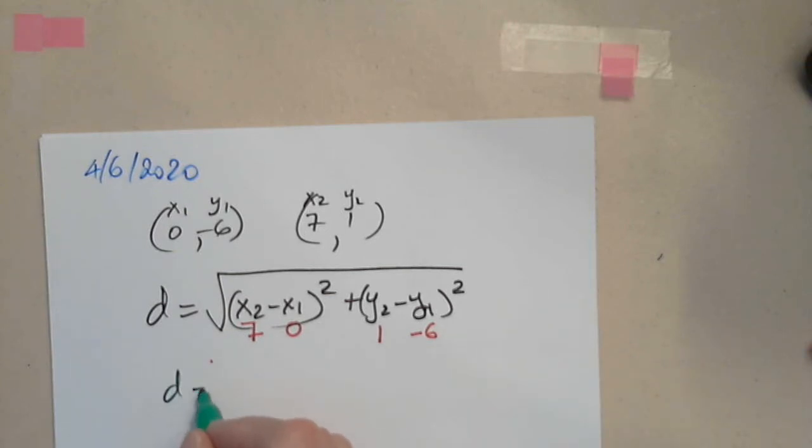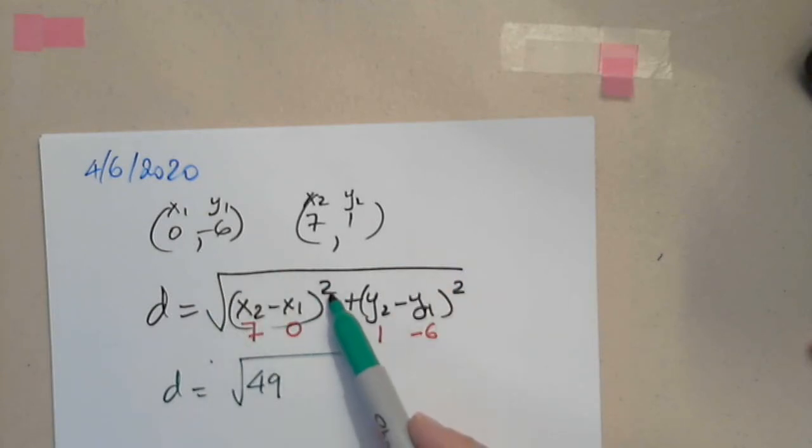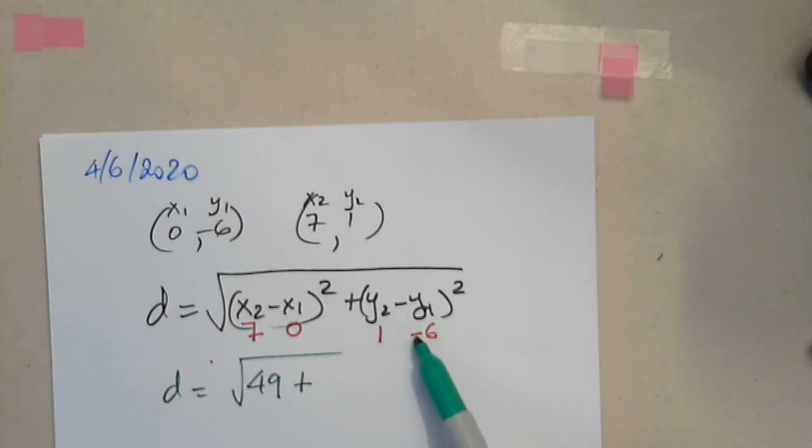So next step, here I see what's happening. I will write d equals the square root. 7 minus 0 is 7, and 7 squared will be 49. No number here can be negative. This must be a positive number because it's squared. Then 1 minus -6 will be 1 plus 6, which is 7, and 7 squared will be 49.